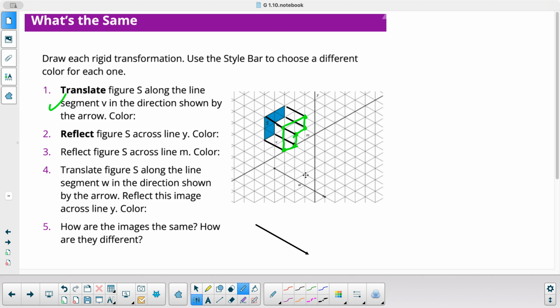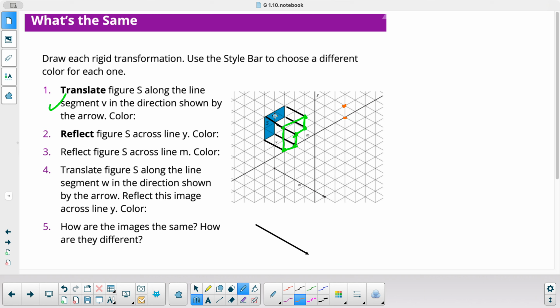Reflect figure S across line Y. So here's my Y right here. So I got to go across this line. So I'm going to use maybe orange here. So I'm going to count 1, 2, 3 triangles. This is 1, 2, 3 triangles.